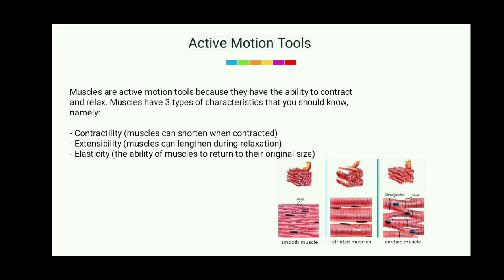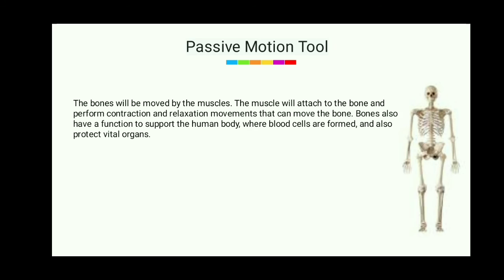Muscles can be distinguished based on how they work, some of which are antagonistic muscles, synergistic muscles, and passive motion tools. You already know that muscles are active motion tools because they have properties that allow them to move.